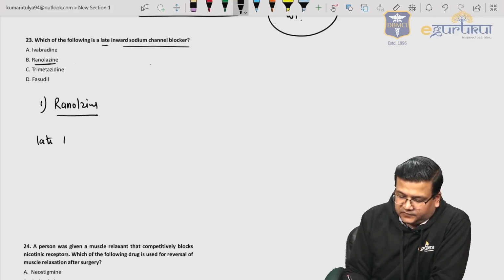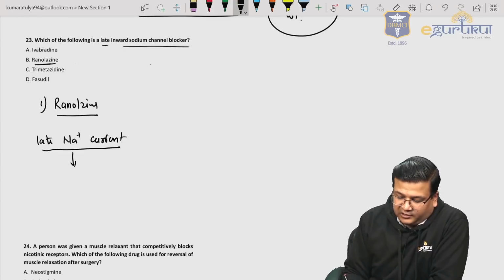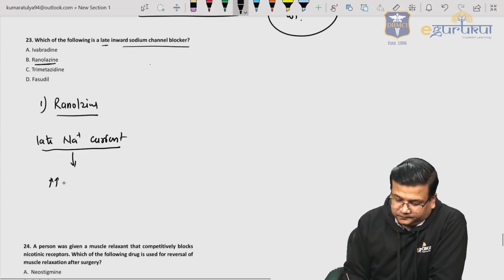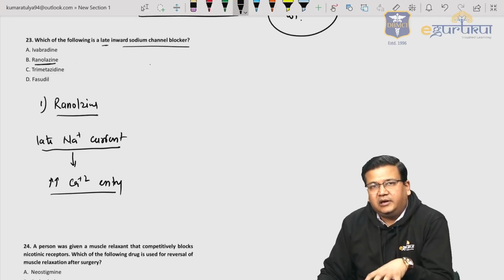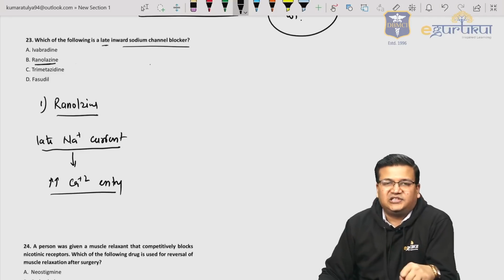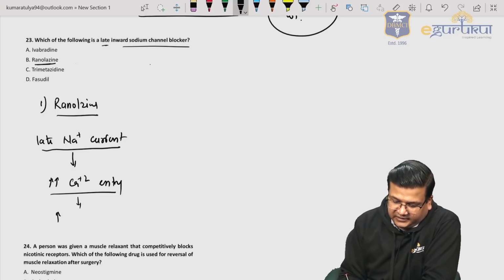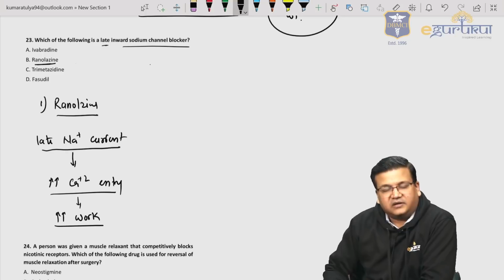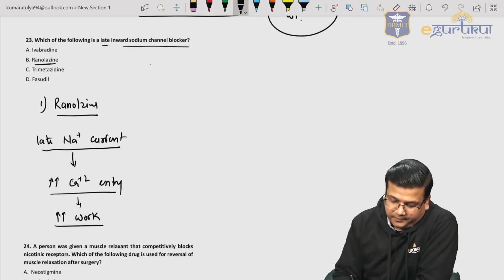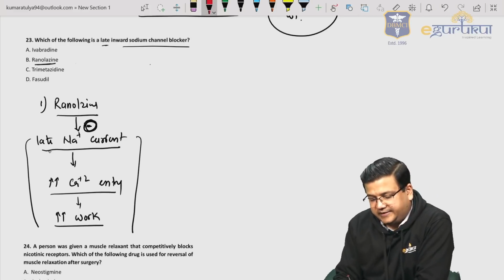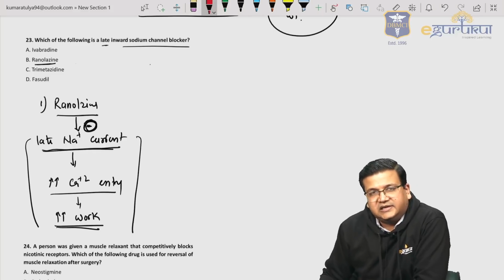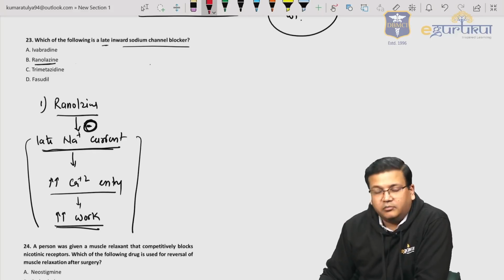There is a late sodium current in heart. When this channel opens, when this current enters, it increases calcium entry also. So when sodium enters via this late sodium channel, it opens some other calcium channels also through which calcium enters, and when calcium enters, it will increase cardiac work, and oxygen demand will go up. So if we block this late sodium current, then we will be able to prevent increase in cardiac work. So Ranolazine is used as a late sodium current blocker.